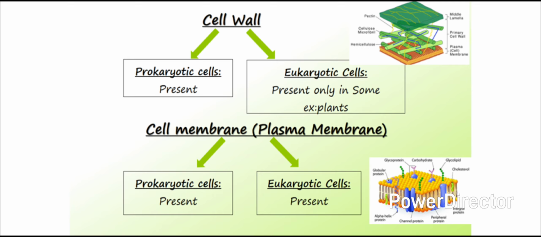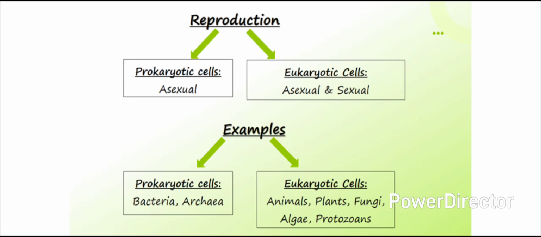Cell membrane or plasma membrane. This cell membrane or plasma membrane is present in both the cell types. Whereas coming to reproduction, in prokaryotic cells, reproduction takes place by means of asexual mode of reproduction, whereas in eukaryotic cells, the reproduction takes place by means of asexual as well as sexual mode.